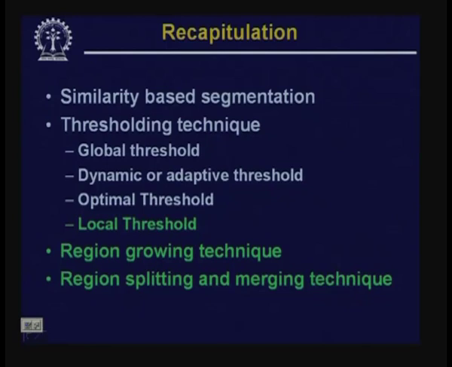So, in our last class, we discussed the global thresholding operation. We also discussed the dynamic or adaptive thresholding operation, and the optimal thresholding operation. And we have seen that in case of global thresholding, a threshold value is selected where the threshold value depends only on the pixel intensities in the image.